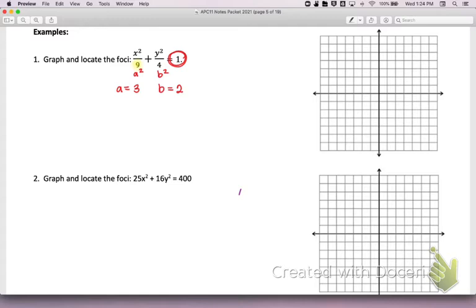So that's always where we need to start, is with that equal to 1. Now, we need to figure out what C is.